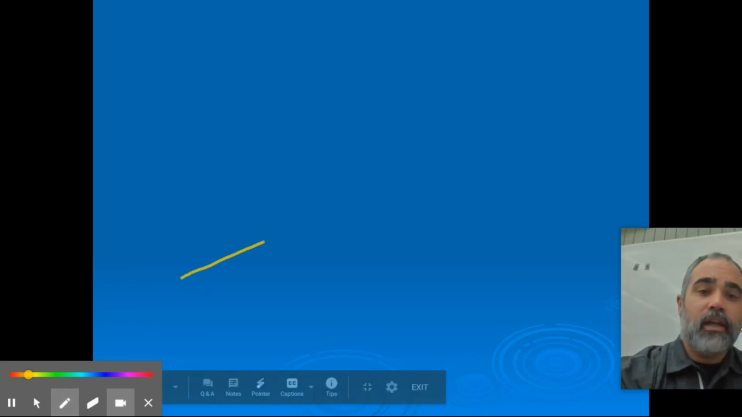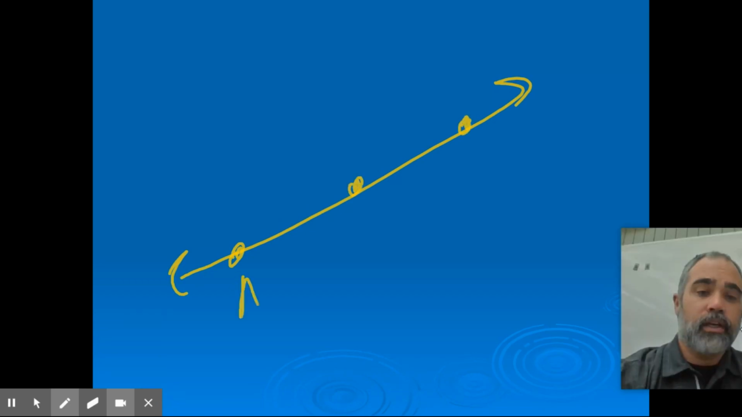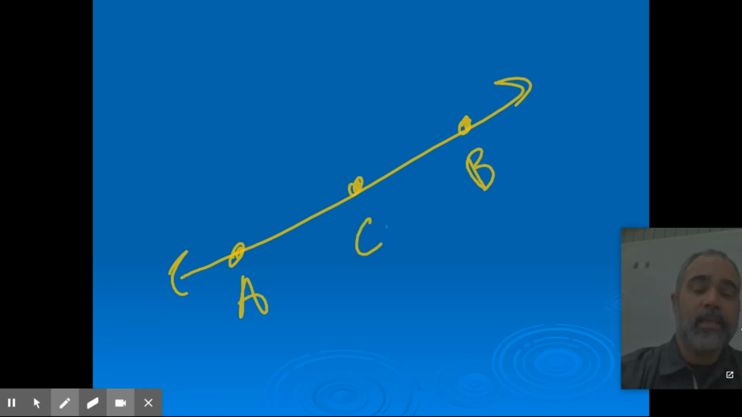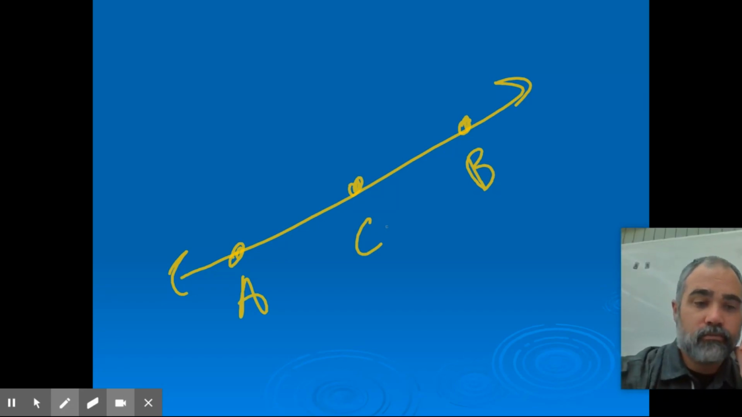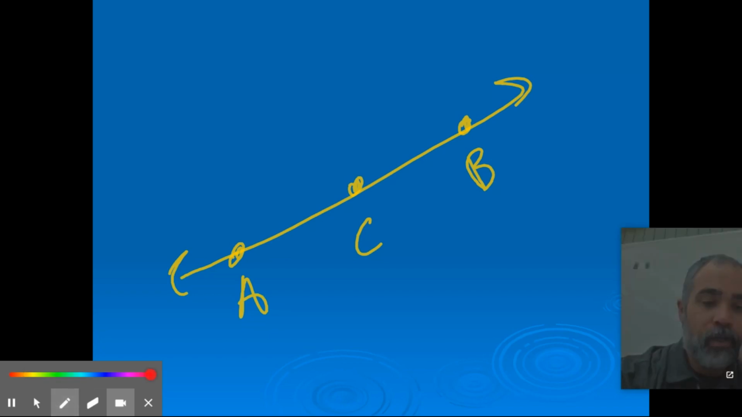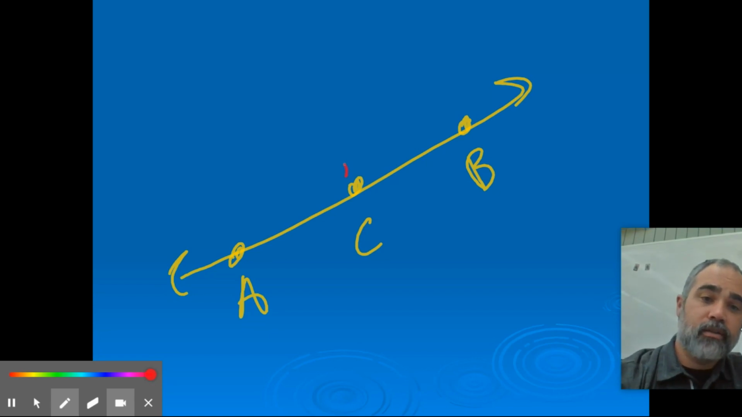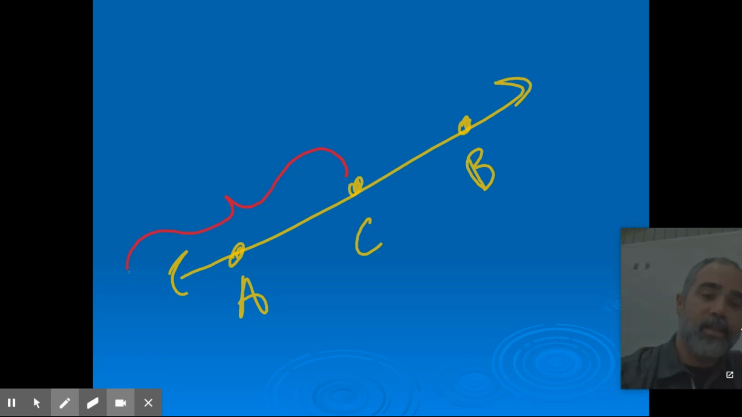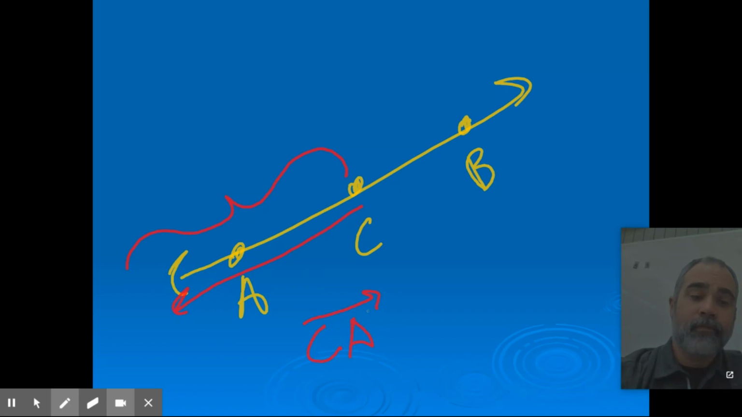So I might have a line here like this, and I've got some points on it. We'll call it A and B, and point C lies between them somewhere. So what an opposite ray is, let me do a different color here. So an opposite ray would be like this part. So I could say, all right, if I start at point C, I've actually got a ray going this direction, right? So I could say that this is ray CA. Again, I would write it like this.